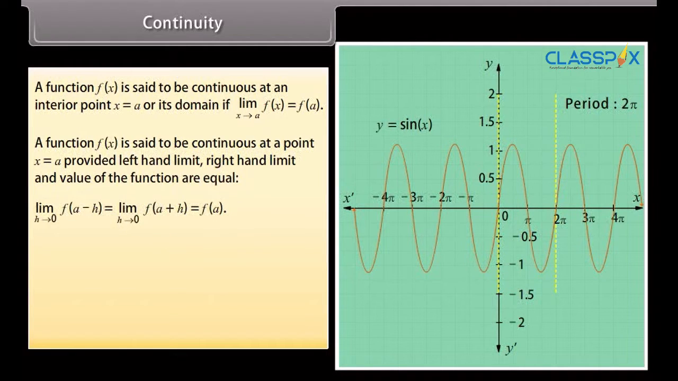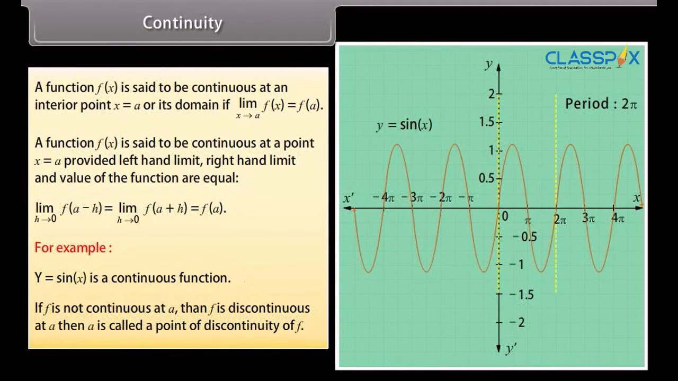Limit as h approaches 0 of f of a minus h is equal to limit as h approaches 0 of f of a plus h is equal to f of a. For example, y equal to sin x is a continuous function. If f is not continuous at a, then f is discontinuous at a, and a is called a point of discontinuity of f.